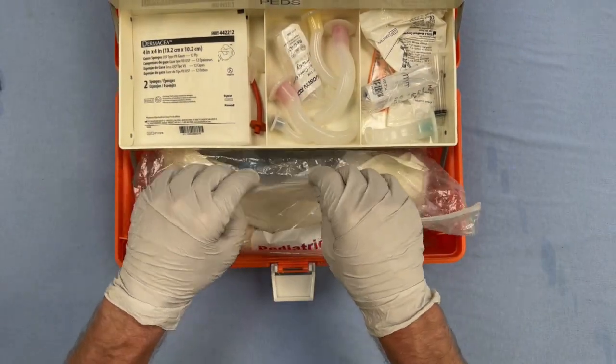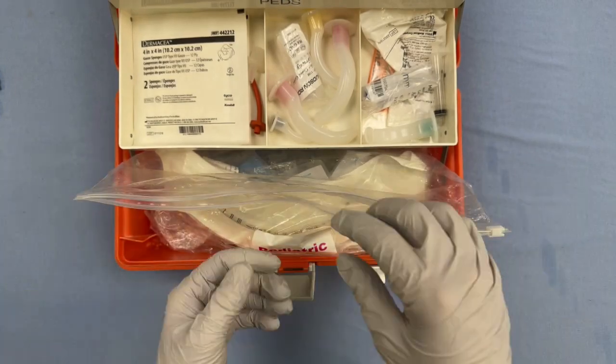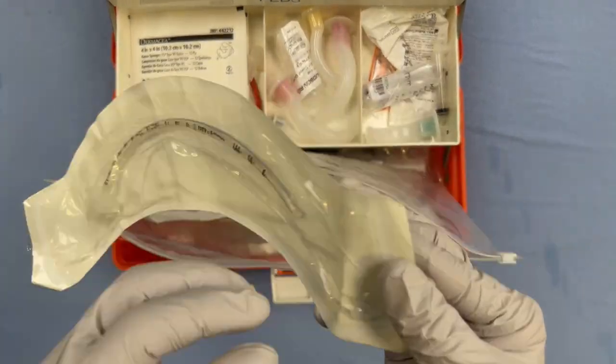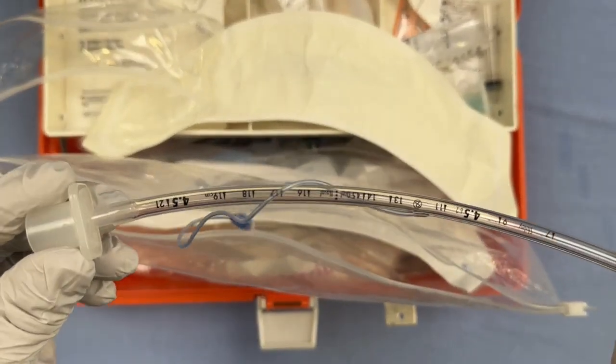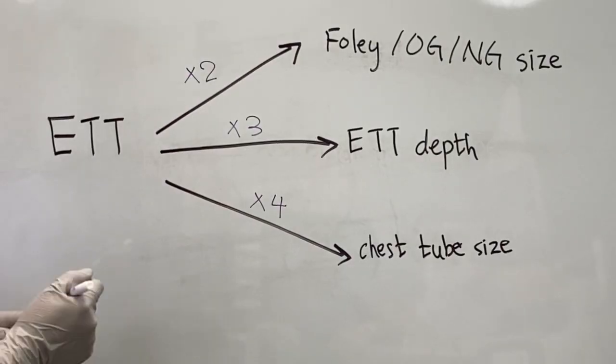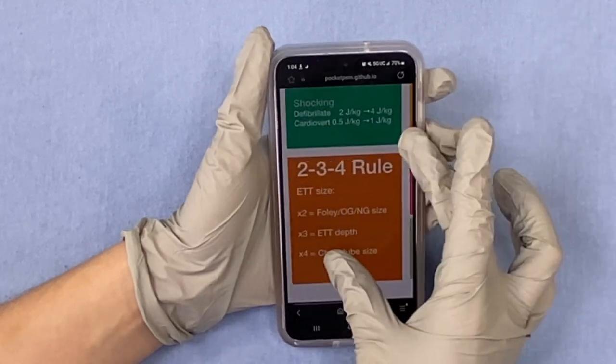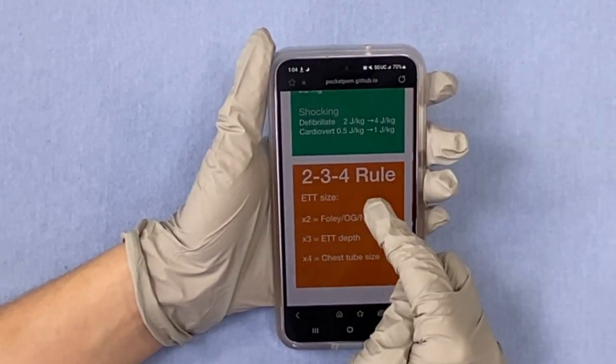Remember, this is for traditional chest tubes. If you are using a pigtail chest tube, it will be smaller. So next time you intubate a pediatric patient, use your ET tube size to figure out the sizes of your other tubes and ET tube depth, using the 2-3-4 rule.